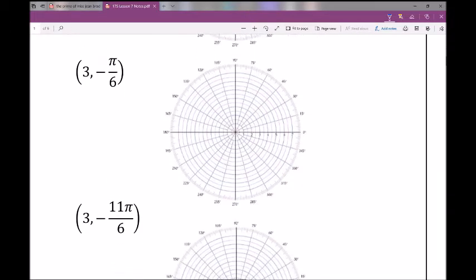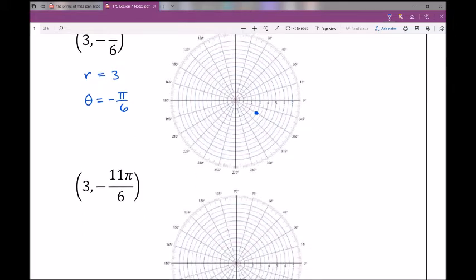Next we have the point 3 comma negative pi over 6. So our radius is 3, and theta is negative pi over 6. So again, we'll start at the origin, go out to the circle of radius 3 this time, and since our angle is a negative pi over 6, we're going to go in the clockwise direction for 30 degrees, and so the point would be right there. So that is where that point would be. Alright, we'll do one more example.